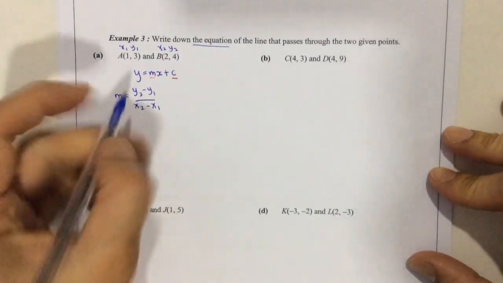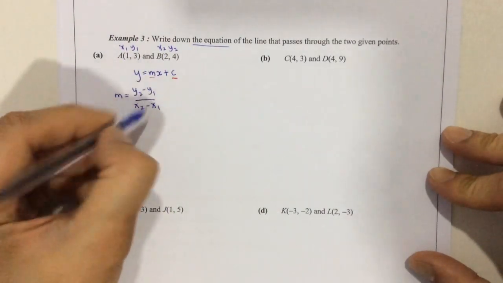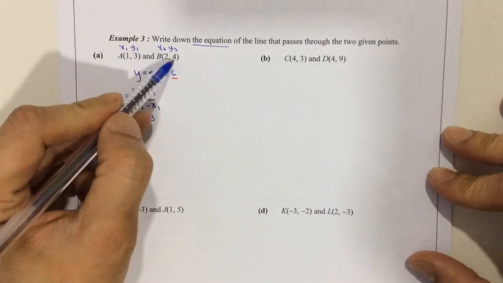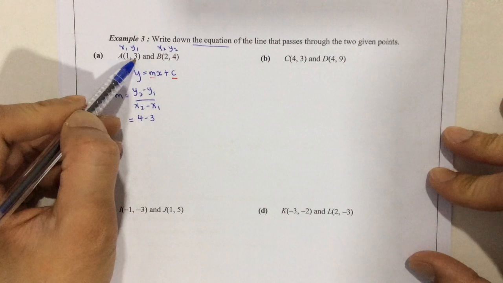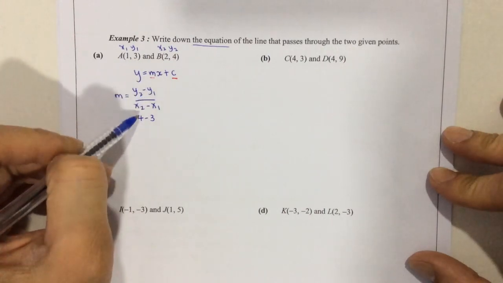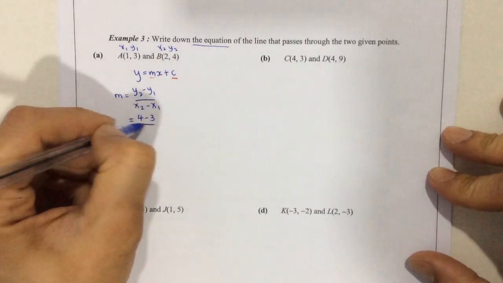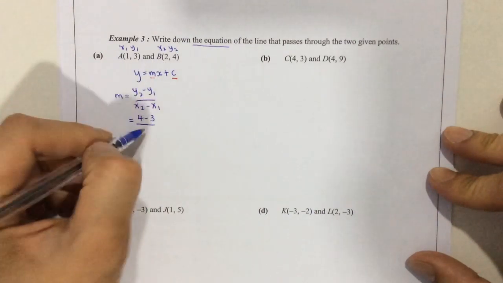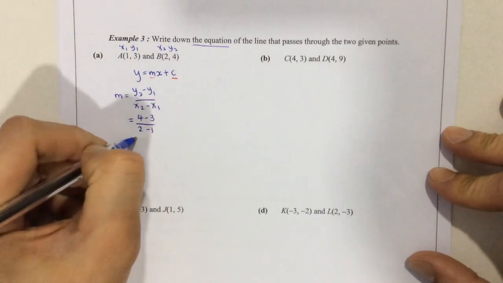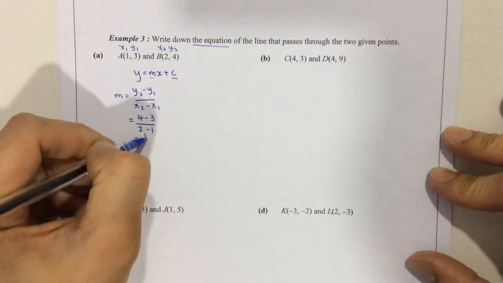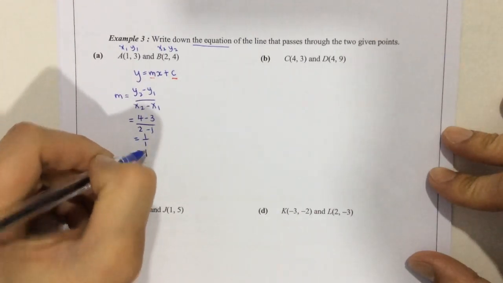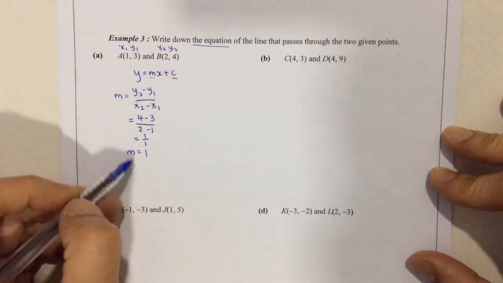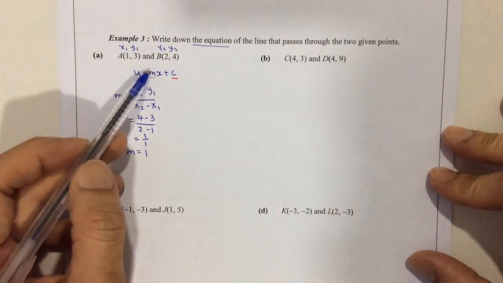So when we substitute into the gradient formula, we have 4 minus 3, so this is y2 4 and y1 3, so y2 minus y1 is 4 minus 3 over x2, which is 2 here, minus 1. So this gives a value of 1 over 1, which is 1. So we have a value of m equals to 1, which can be replaced later here.